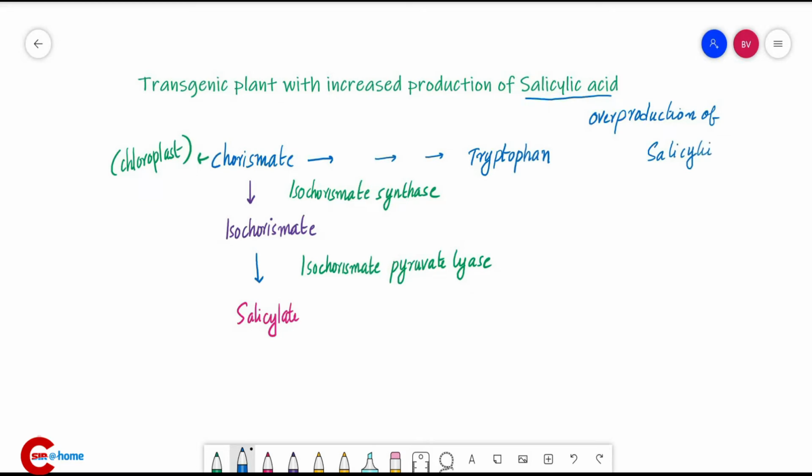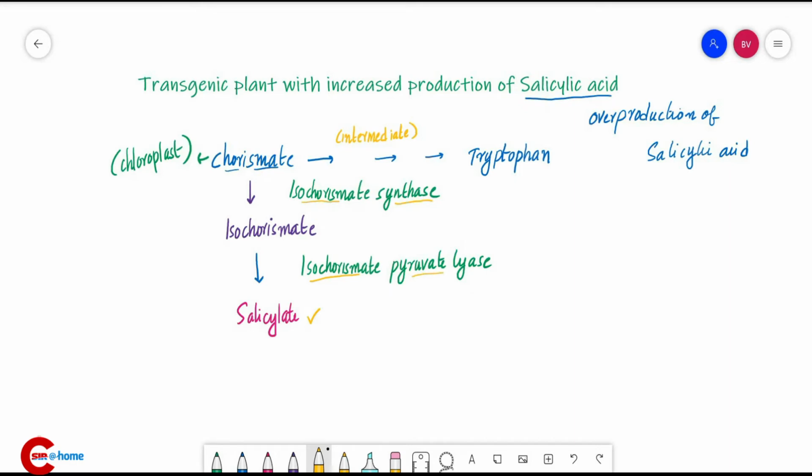How is the salicylic acid produced from chorismate? Chorismate is an intermediate in tryptophan biosynthesis. Now we can check the biosynthetic pathway, how salicylic acid is first produced from chorismate. Chorismate is converted into isochorismate, with the help of which enzyme? Isochorismate synthase.